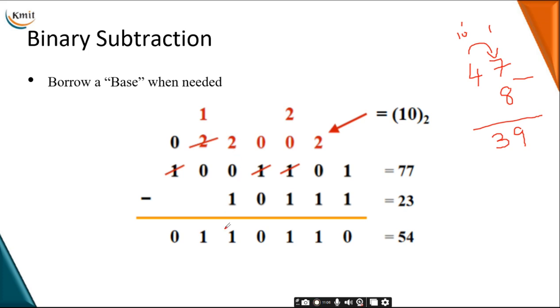So then here 2 minus 1 will be 1, and left here it is 1. So 1 minus 0 is 1. Here left is nothing. Because a borrow is already left, 1 minus 1 is 0, we just cut that one, and the remaining will be 0. So in this way we are going to subtract your given binary numbers.